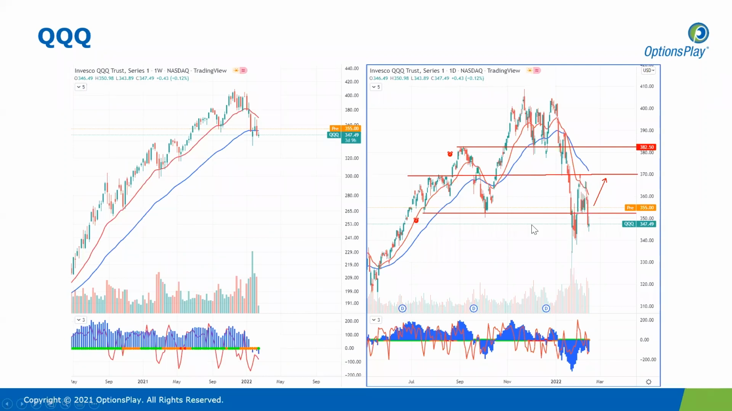And we know that technology is starting to gain some momentum. So let's see what happens. I think it will be quite important for the NASDAQ 100 to stay up, or at least close above the 353 level for today's trading session.